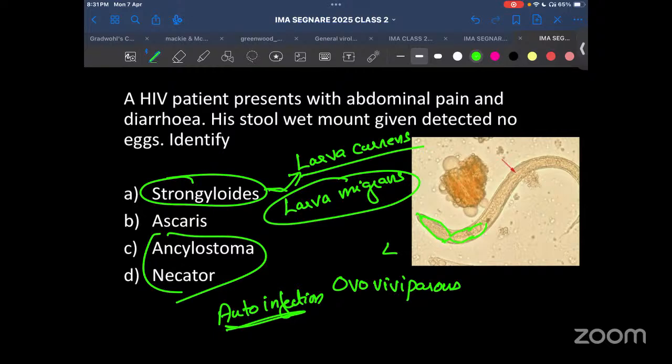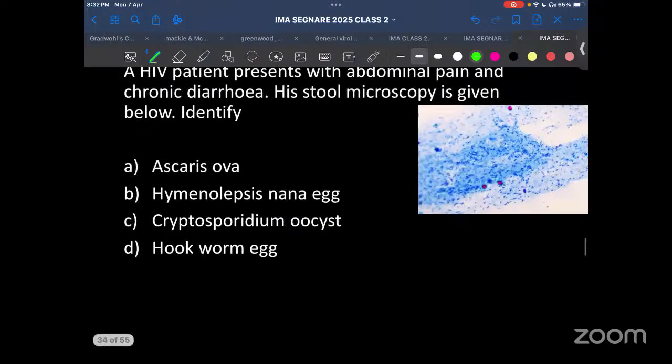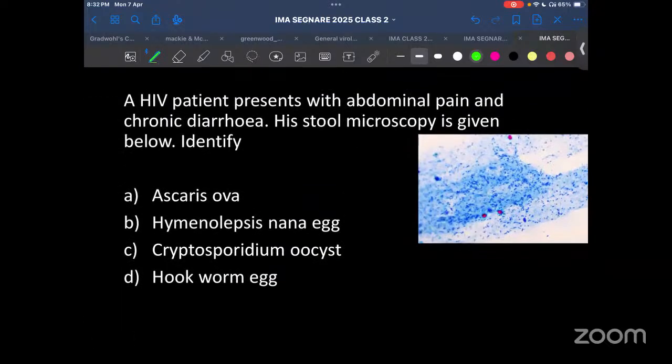Okay, and then one more property is there, that is parthenogenesis. Parthenogenesis means the strongyloides female doesn't require a male to reproduce. It can reproduce by itself. That is parthenogenesis. It doesn't need a male to reproduce. Okay, so that is about strongyloides. Now we move on to our next question. A very important topic here.